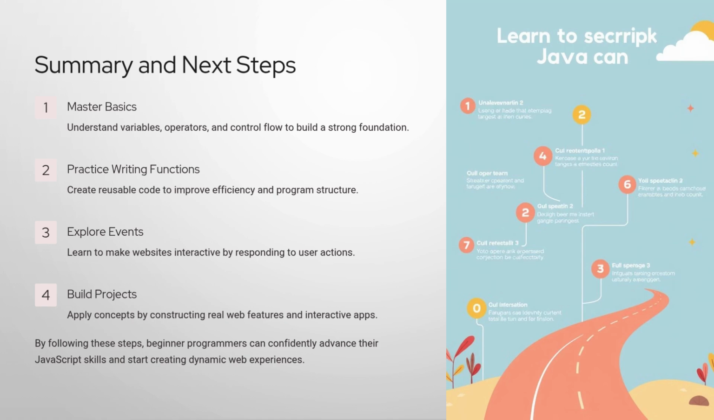1. Master basics. Understand variables, operators, and control flow to build a strong foundation. 2. Practice writing functions. Create reusable code to improve efficiency and program structure. 3. Explore events. Learn to make websites interactive by responding to user actions. 4. Build projects. Apply concepts by constructing real web features and interactive apps. By following these steps, beginner programmers can confidently advance their JavaScript skills and start creating dynamic web experiences.